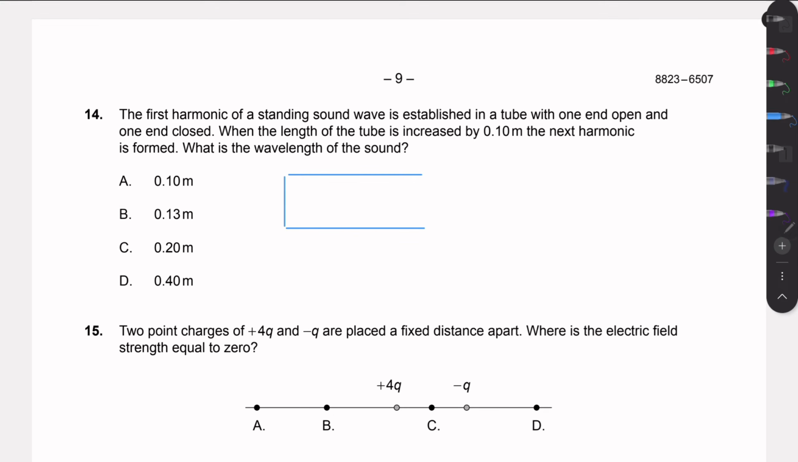So in the first harmonic, we have a length of L, and it always looks something like this. This is a fourth of the wave. So we can say that the length, this whole length, corresponds to a fourth of the wavelength.